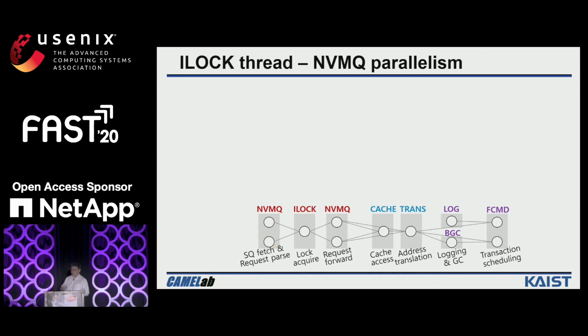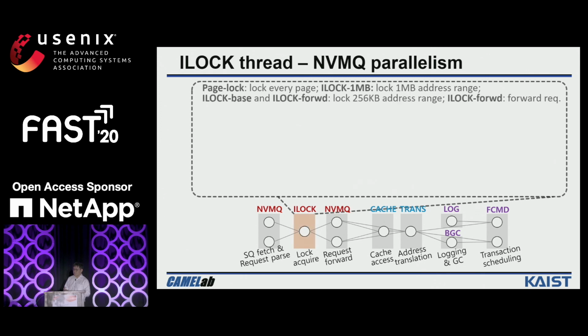We also set up 4 different ILOCK configurations. Page lock is a method which will lock every page. ILOCK 1 megabyte will lock every 1 megabyte address range. ILOCK base and ILOCK forward will lock every 256 kilobyte address range. ILOCK forward will enable forward optimization.